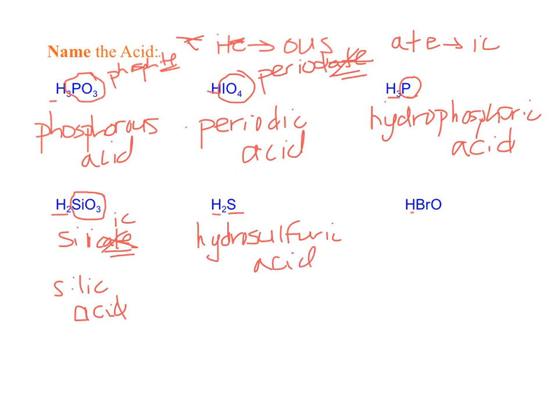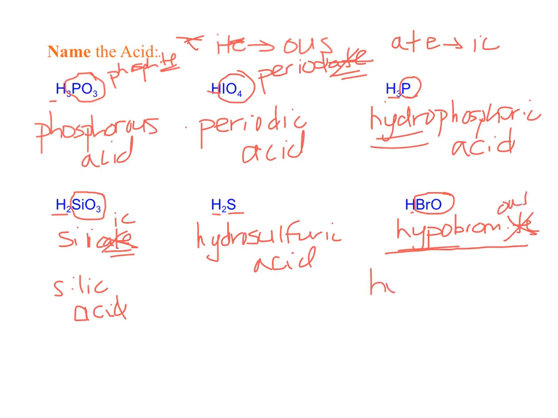And then last one for naming, HBrO. BrO is a polyatomic on the back. BrO is hypobromite. And often I see you guys get a little wigged out because it says hypo. That's different than hydro. So we're not saying hydro, but hypo is part of this name. So we take out ite and replace it with ous. So it becomes hypobromous acid.